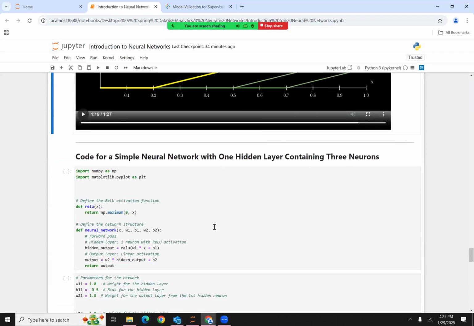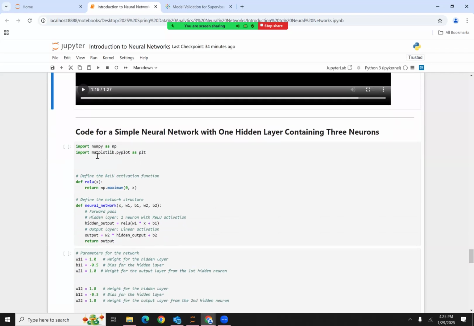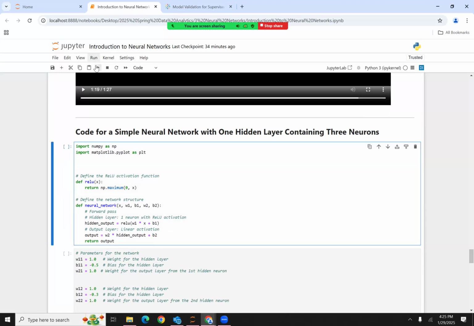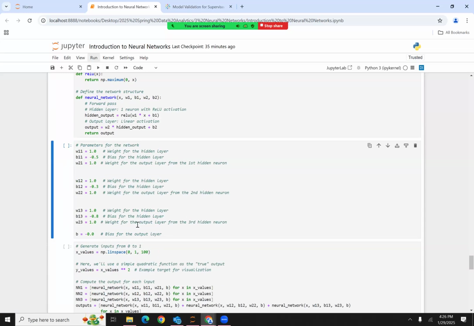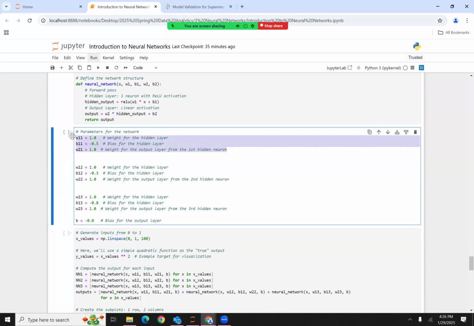All right, so let's implement this in Python. I have the same ReLU function, the same neural network architecture, and I have some randomly initialized weights. These are the weights coming into and going out of the first hidden neuron. These are the weights coming into and going out of the second hidden neuron. These are the weights coming into and going out of the third hidden neuron. And this is the final bias being added.